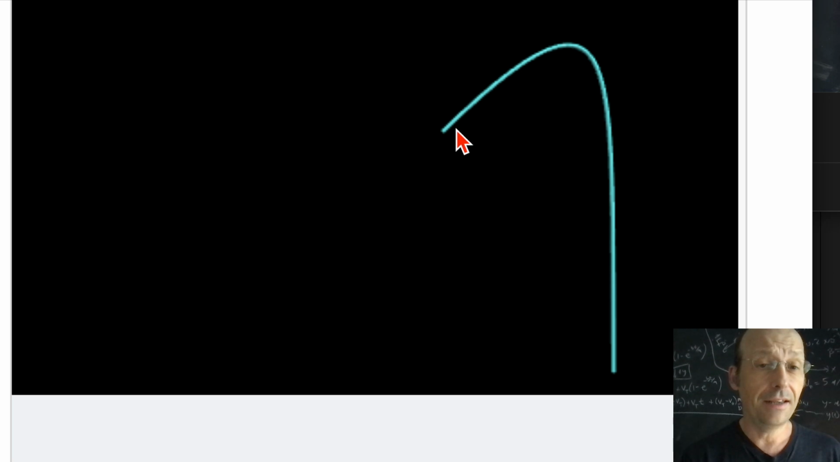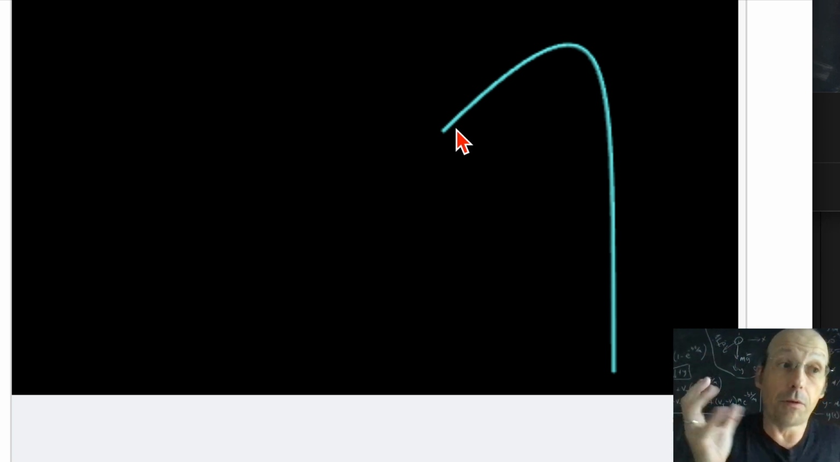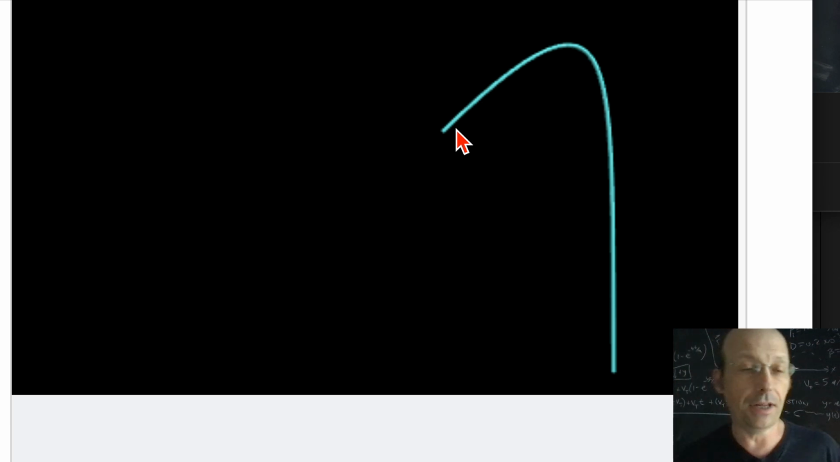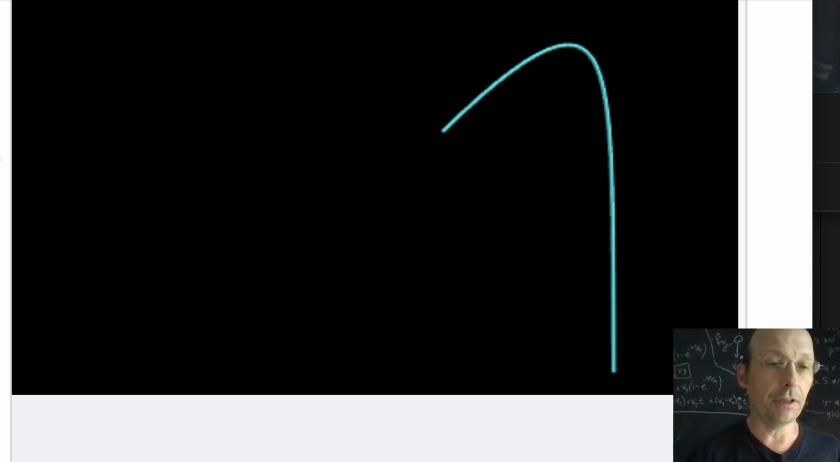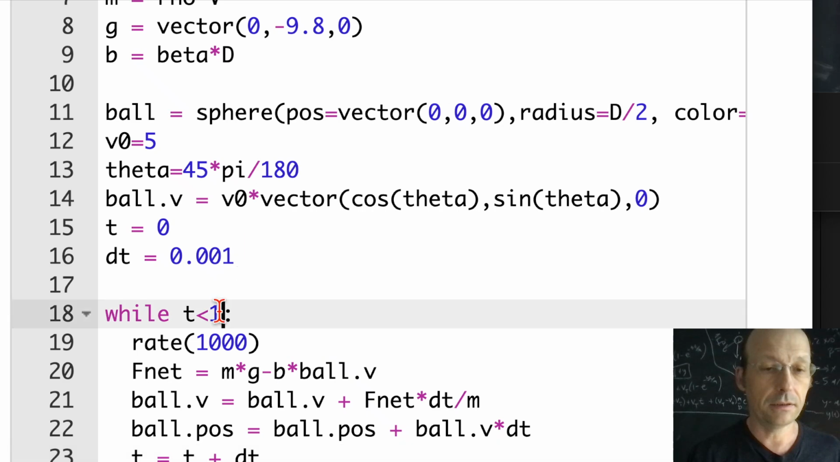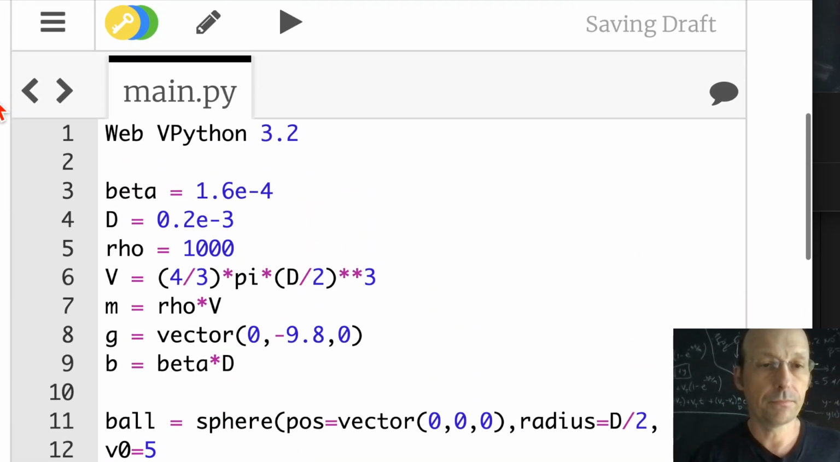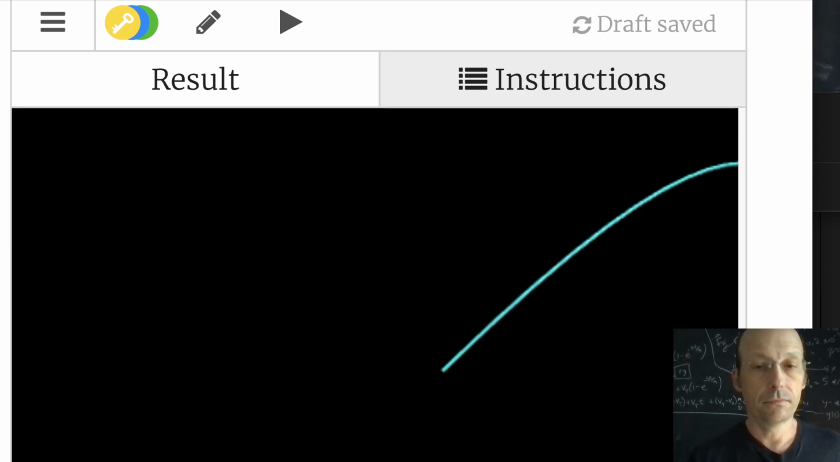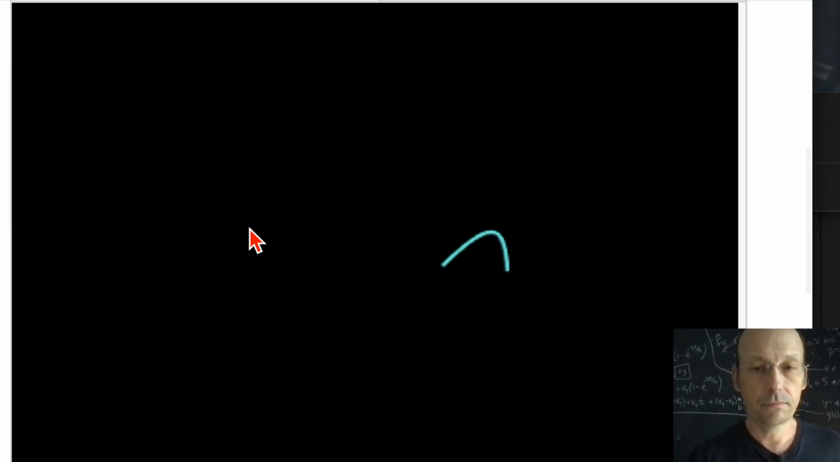You'll notice that it's hard to throw these things really fast, right? Because the faster you throw it, the more drag force you have and the greater it slows down. So you really can't get too much out there. Let's just change this time interval to 0.5 seconds. I think it's fine. Yeah, that looks good. Nice.